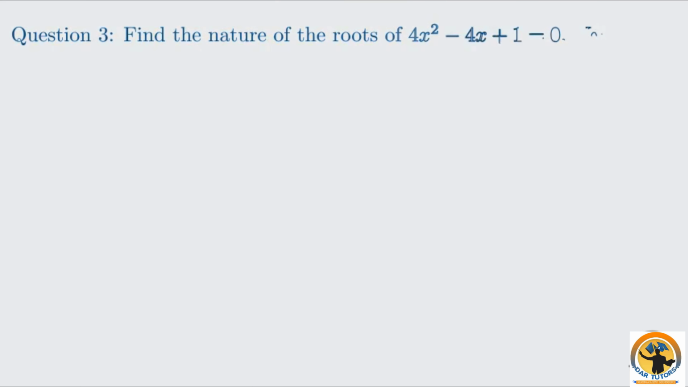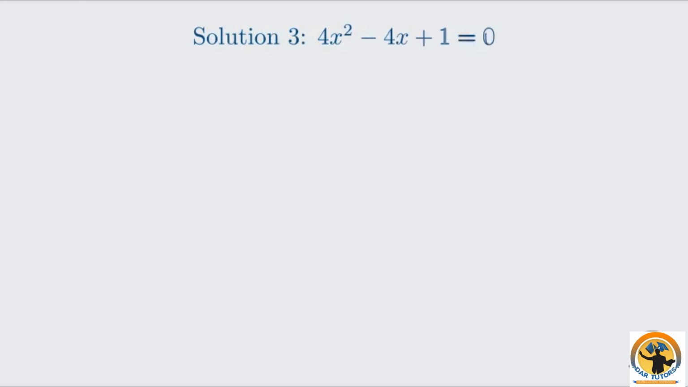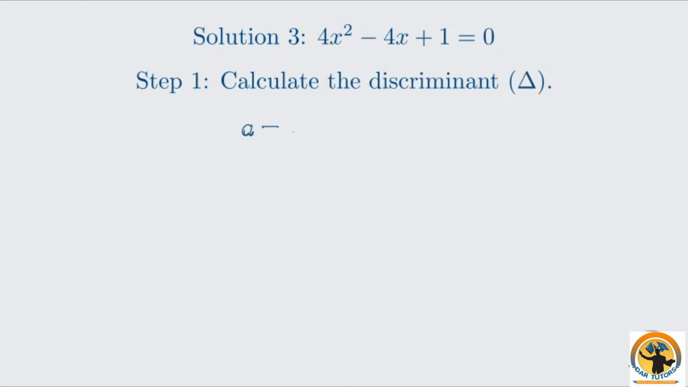Question 3. Find the nature of the roots of the quadratic equation 4x squared minus 4x plus 1 equals 0 and verify your answer. Here is the solution to question 3. To find the nature of the roots without solving, we use the discriminant. First, identify the coefficients. a equals 4, b equals negative 4, and c equals 1.